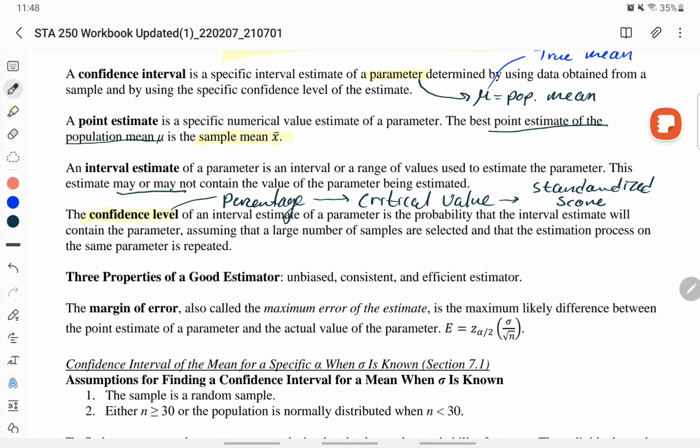The confidence level of an interval estimate of a parameter is the probability that the interval estimate will contain the parameter, assuming that a large number of samples were selected and the estimation process on the same parameter is repeated. So when you have a confidence level like 95% confidence or 99% confidence, based on the percent of confidence and also some other information that we need, we can then determine what is going to be our critical value, which is a standardized score.